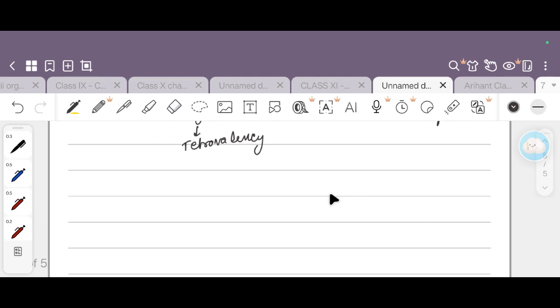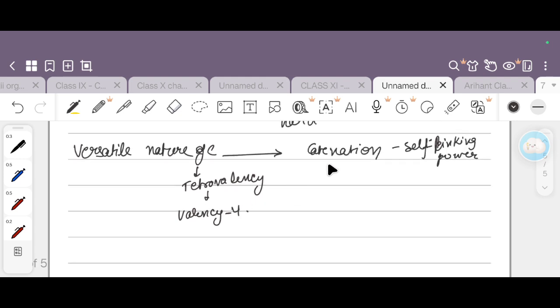The second reason is tetravalency, that means a valency of 4. So tetravalency means that carbon is capable of forming 4 bonds with other monovalent atoms or any divalent atom. These two reasons make carbon versatile in nature. Now next we move; this is the basics about carbon.